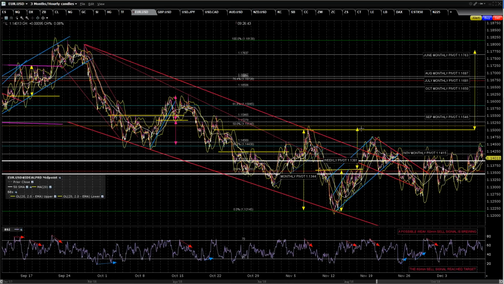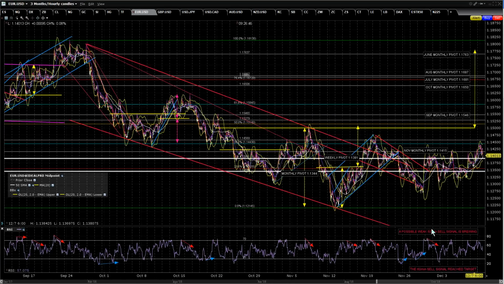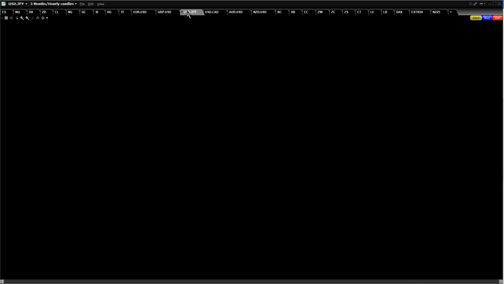USD, trading sideways really with DX. I've got a possible weak 60-minute sell signal brewing. Nothing particularly, no strong indicators either way there really.